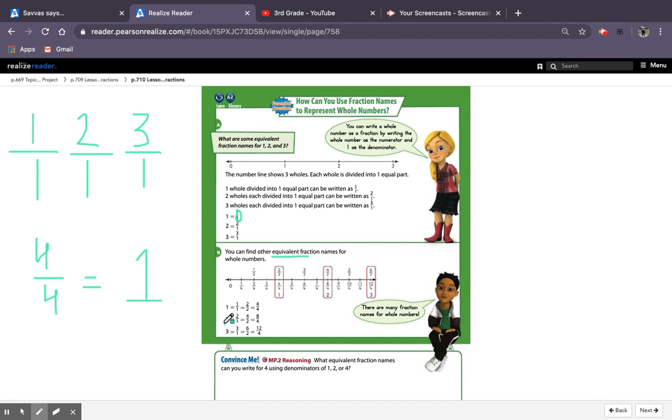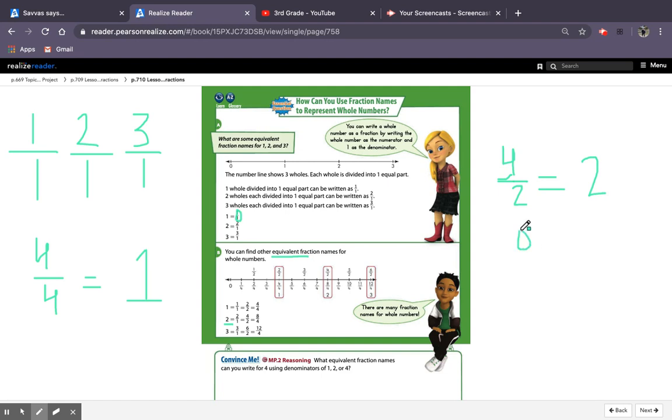So for the number 2, what I want you to pay attention to is, for example, when they give us 4 over 2, 4 over 2 is equal to 2. 4 divided by 2 is 2. Take the top number, divide it by the bottom number, and you get what your whole number is for that fraction. And this only works if the numerator, the number on top, is bigger.